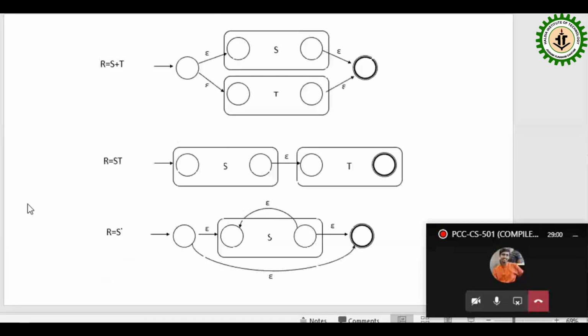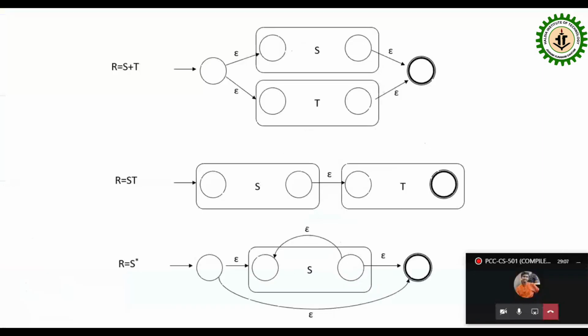Now going for the next slide. Here, R equals S plus T. S means another regular expression and T is another regular expression. To define regular expressions S and T, for S you already draw the null NFA, and for T you already draw the null NFA. Now we have to find out R equals S plus T.